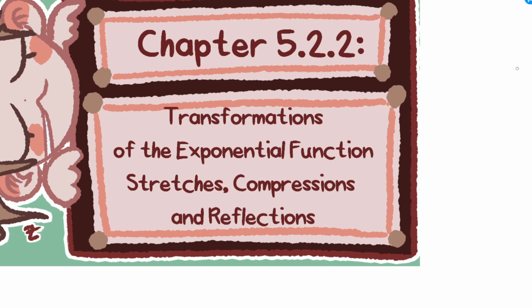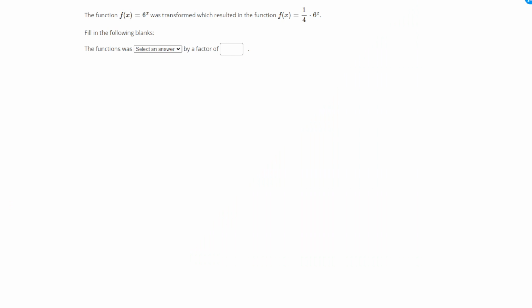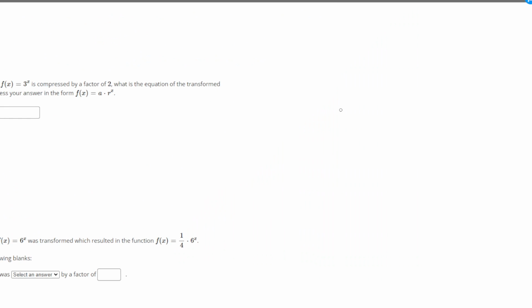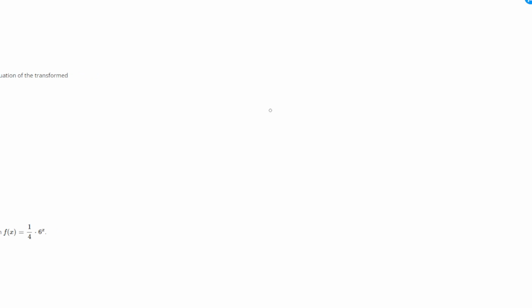Hi, so today in this video we're going to be talking about chapter 5.2.2, which is transformation of the exponential function: stretches, compressions, and reflections. I've talked about a lot of this in my previous videos, mostly because I didn't realize what the homework would be asking for, but this time we're going to be talking about, like we said, compressions, stretches, and reflections. So there's a few things to know when you are doing this.